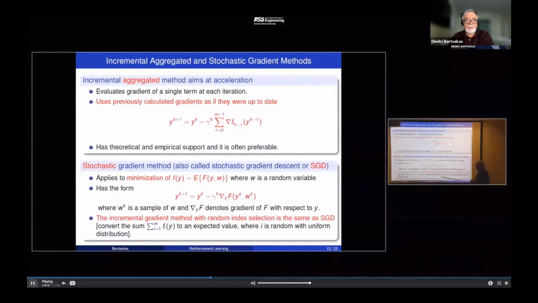Generally speaking, it's not a good idea to take this problem here and view it as an expected value problem, because you may be able to utilize the fact that this is the sum of a finite number of components. For example, an aggregated method would not apply readily to this formulation here. Okay. So in my mind, incremental and stochastic are not the same, although they are closely related. Okay, so these are variants of gradient methods.